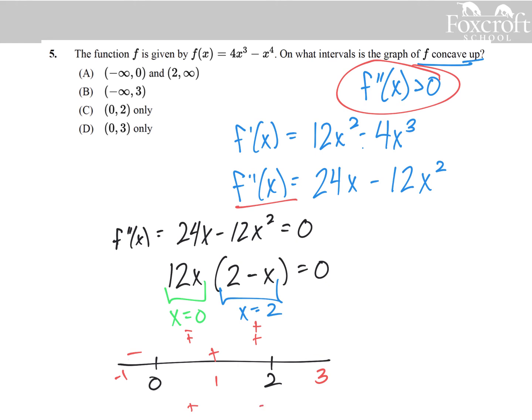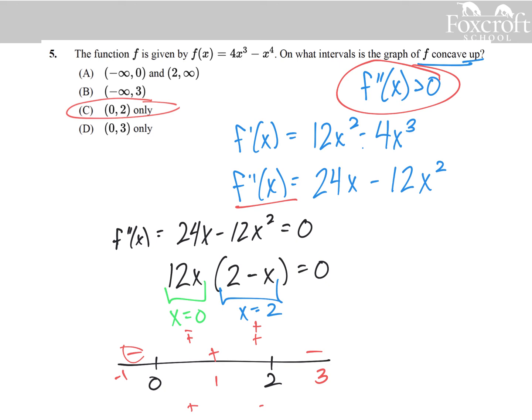2 minus 3 is negative, so that's negative. So the only place it looks like the second derivative is positive is between 0 and 2. So C is the right answer. And again, I made a mistake plugging in -1, but if you're a little bit more careful on the actual exam, hopefully you see that when you plug in -1, you actually get a negative answer out.